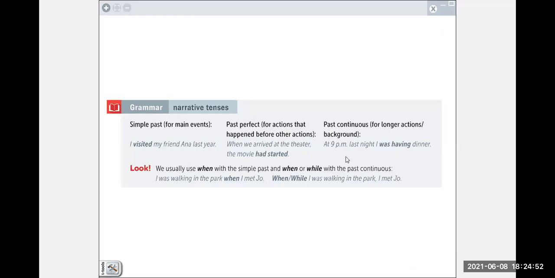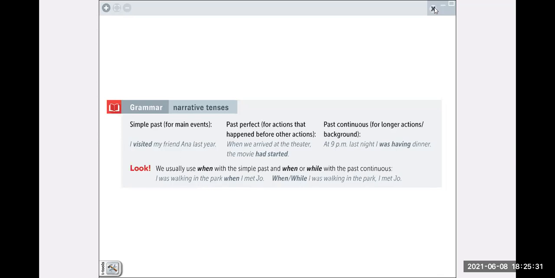In the next chart, we have some examples. It says, we use the simple past for main events. As we said before, we use the past perfect for actions that happened before another action in the past. And we use the past continuous for longer actions or actions in progress and background events. Okay, this is exactly what we said in the PowerPoint. And we can use when with the simple past, and we can use when and while with the past continuous. Okay, so these are some expressions that we can use.